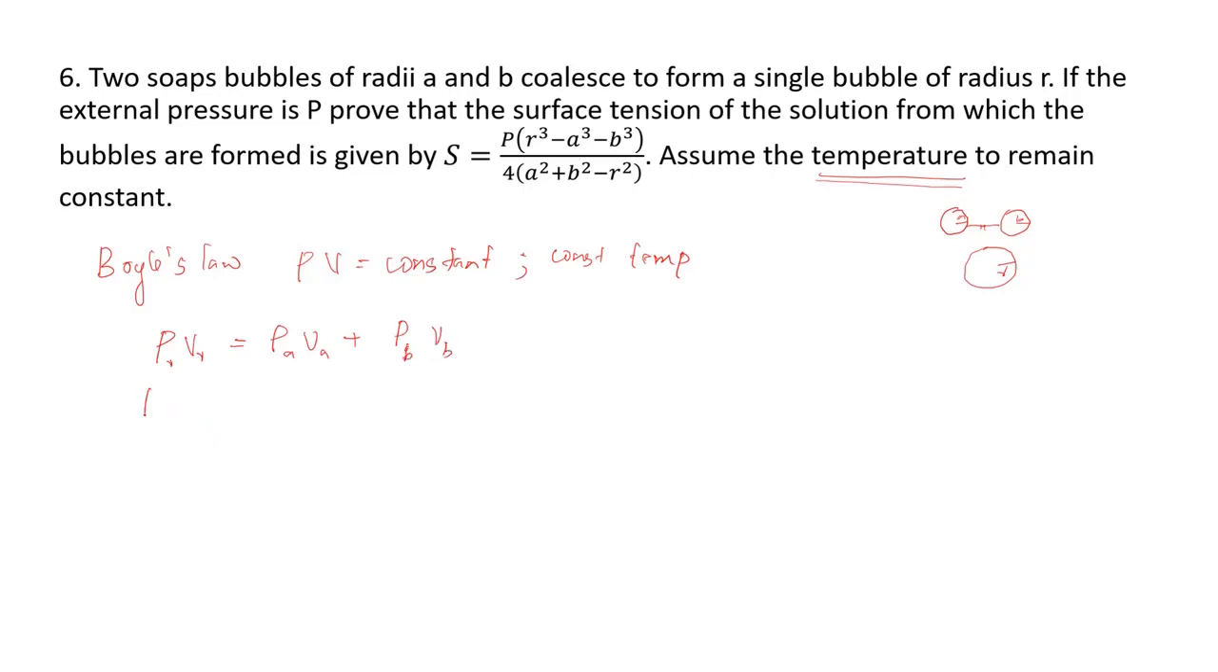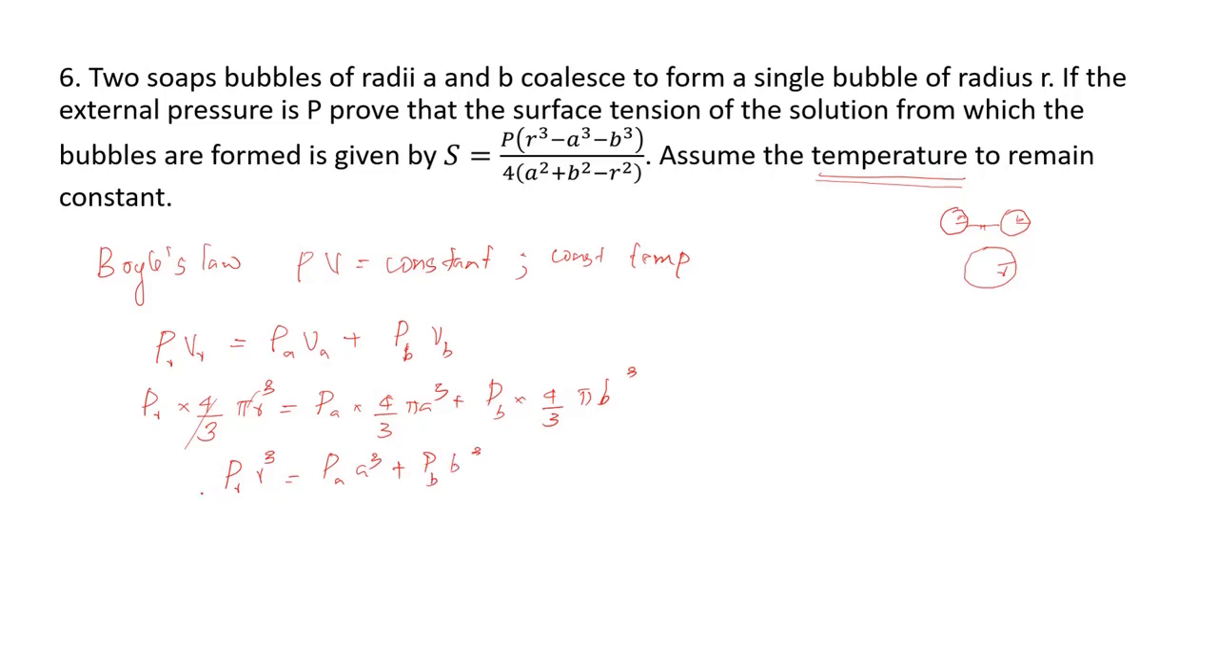Therefore, we can substitute for that: PR into VR, volume of the final bubble, that is 4 by 3 pi R cube, is equal to PA into 4 by 3 pi A cube plus PB into 4 by 3 pi B cube. Therefore, on cancelling 4 by 3 and pi from every term, we can write PR into R cube is equal to PA into A cube plus PB into B cube.